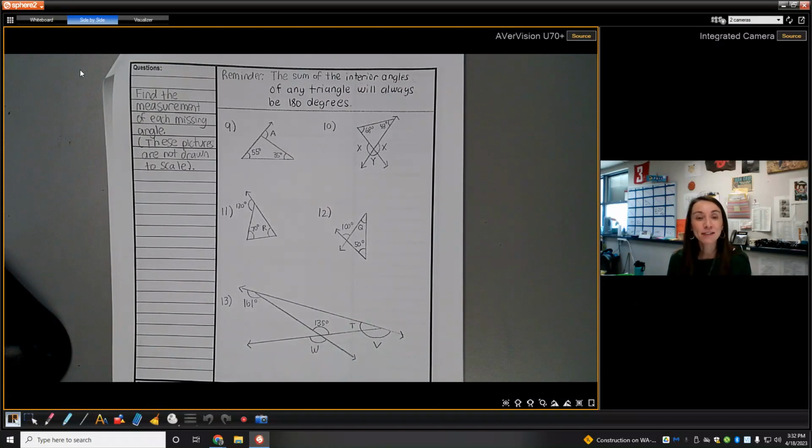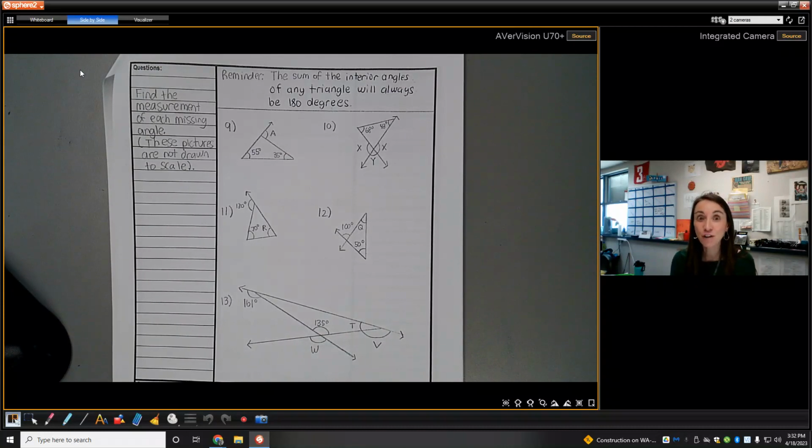So keep in mind that the sum of the interior angles of any triangle will always be 180 degrees. You want to also remember what you know about complementary and supplementary angles. Complementary angles are 2 angles that add up to equal 90 degrees. Supplementary angles are 2 angles that, when you add their degrees together, have a sum of 180 degrees.